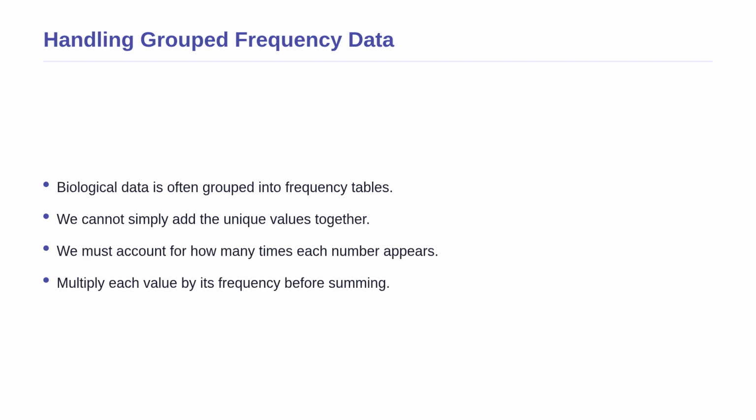To find the true center, we have to multiply each value by its frequency to find the total for that specific group, and then sum those totals. This ensures every single observation is still fairly represented in the final average.